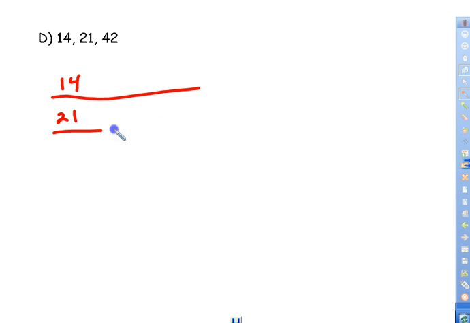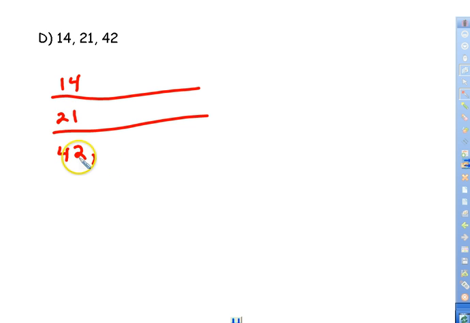Go ahead and do letter D. So we have 14, 21, and 42. We're going to start with the larger number, which is 42. And I'll let you go ahead and hit pause and solve this. So we take the 42 and do the next multiple.